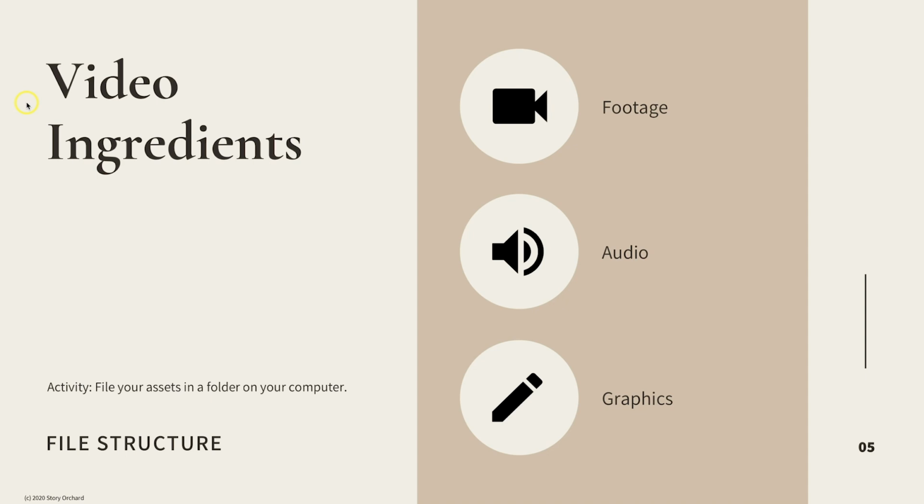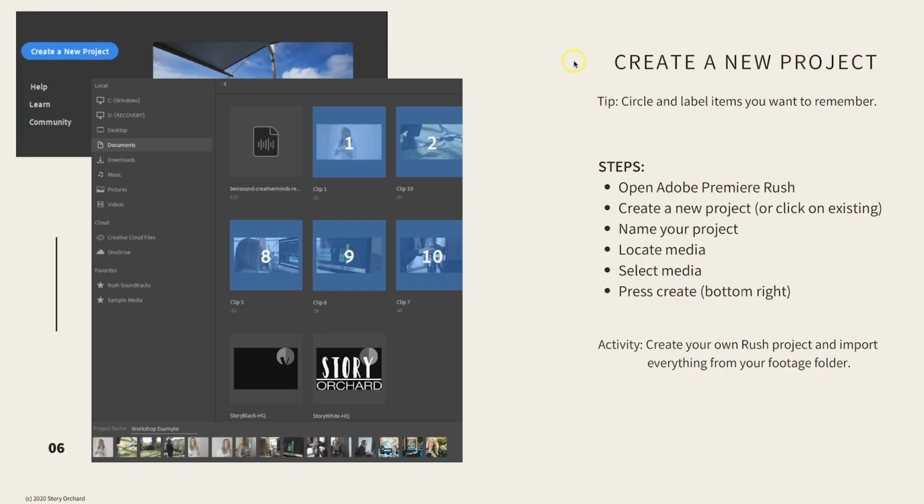Now for an activity, I would like you to file the assets that you have ready for this workshop, and I want you to put them into this file structure and save them onto a safe location in your computer. So now we're going to get into Rush and create a new video editing project. I would like you to watch what I do, and then at the end you'll get to practice yourself.